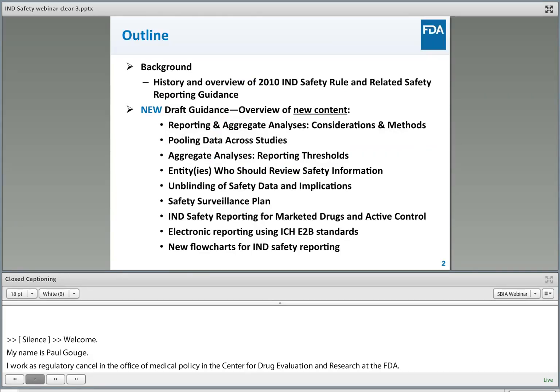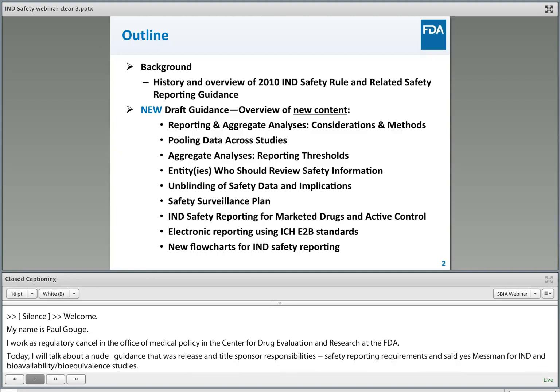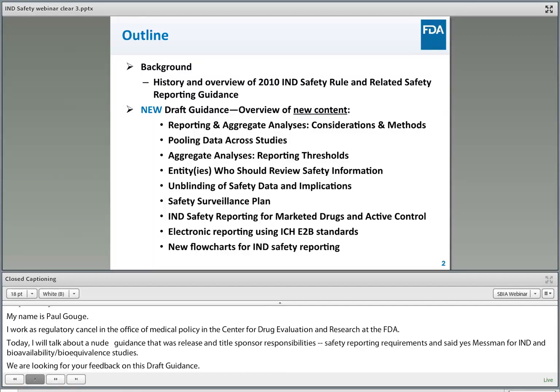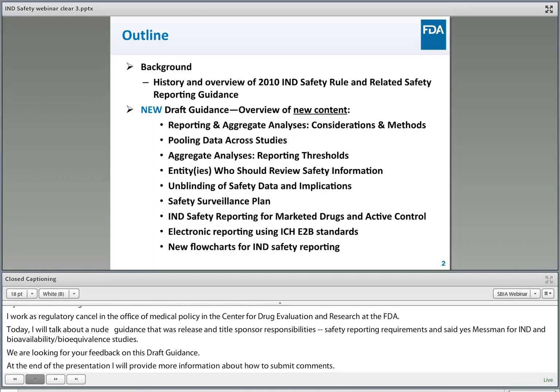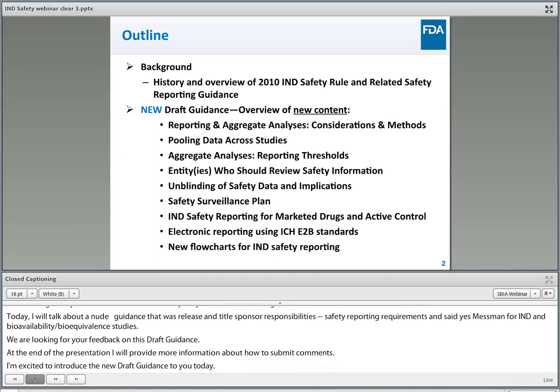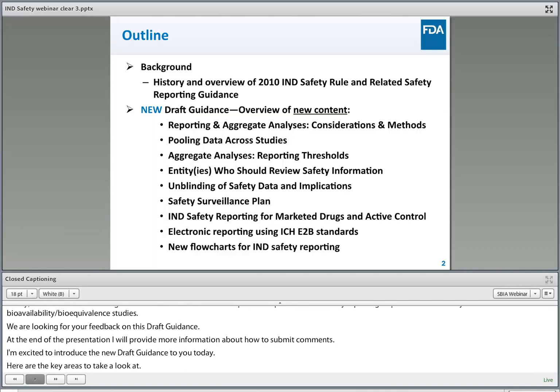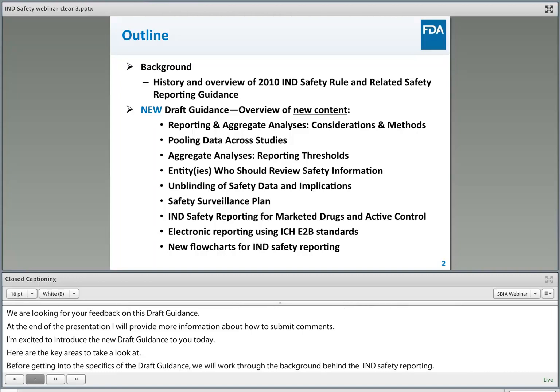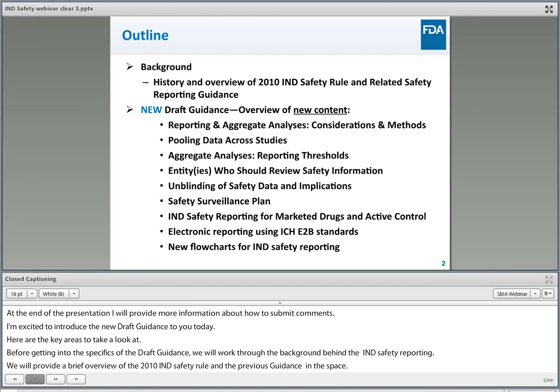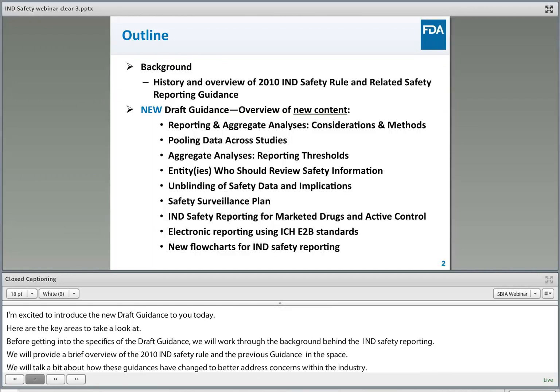I'm excited to introduce the new draft guidance to you today. Here are the key areas that we'll take a look at. Before getting into the specifics of the draft guidance, we'll work through the background behind IND safety reporting. To do so, we'll start by providing a brief overview of the 2010 IND safety rule and of the previous guidances in this space. We'll talk a bit about how these guidances have changed over time to better address concerns within the industry. Next, we'll highlight some overall concepts and reporting requirements found in the 2010 IND safety rule.